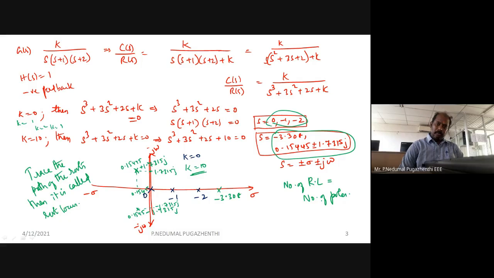If I take this particular example, how many roots are there? Three roots are there. So three root locus branches. Each root will have a path. Okay. So that's it.